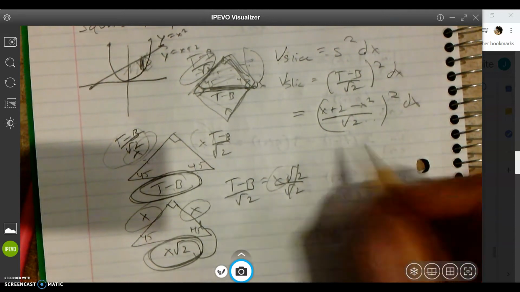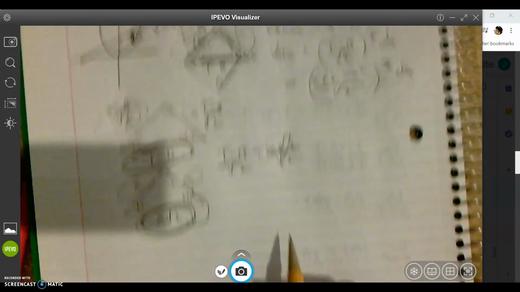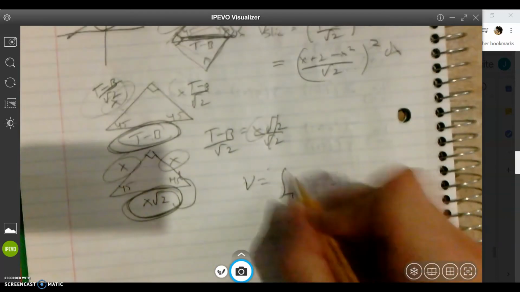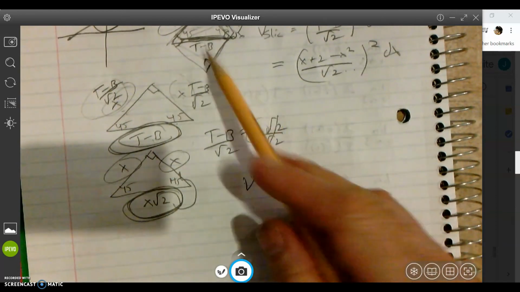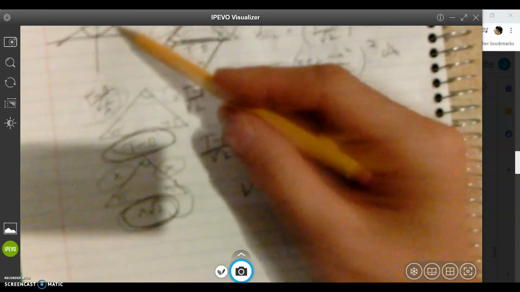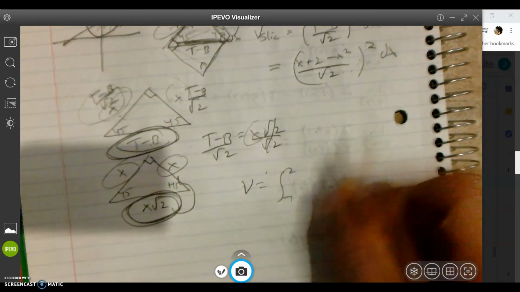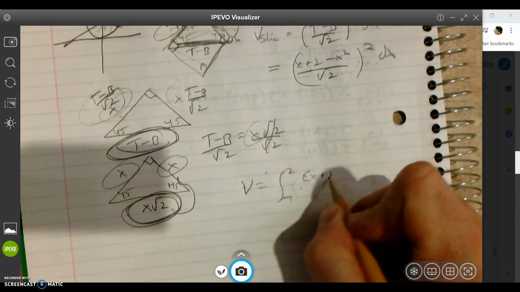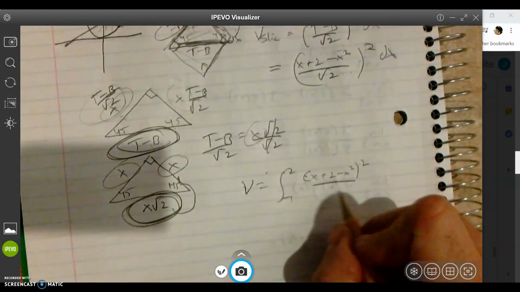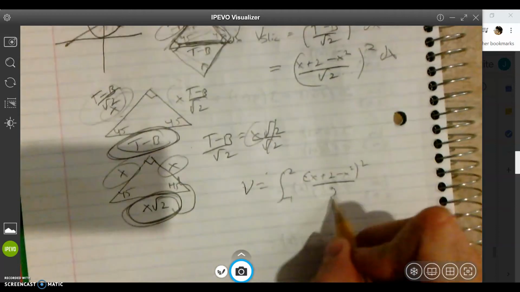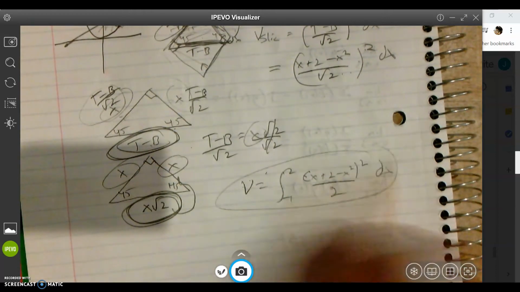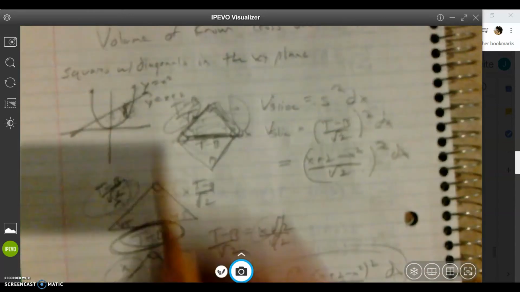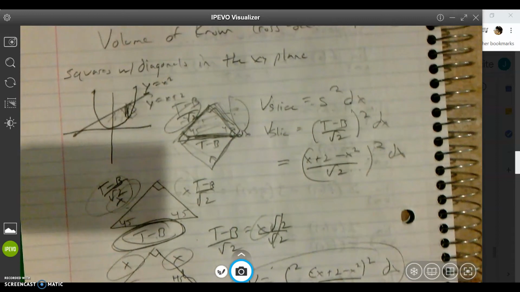Looking good. Okay, so volume of all the slices. Well, that's going to be the integral between -1 and 2. The integral accumulates all of the volumes of the entire figure. So you can square the numerator, square the denominator. So that's going to be the integral of parentheses x plus 2 minus x squared, squared, divided by 2 squared, which is 2, dx. Done. So that's the volume when you have a square with diagonal in the xy plane.